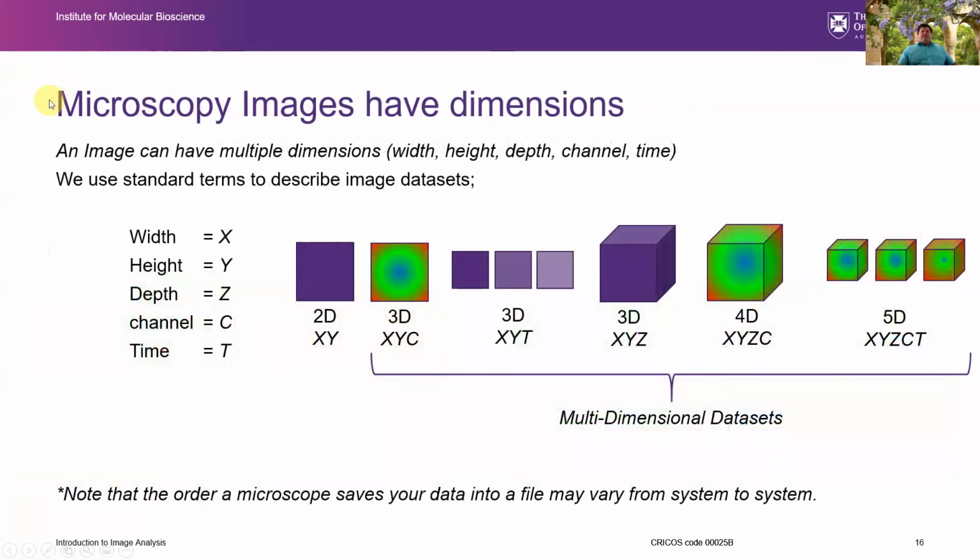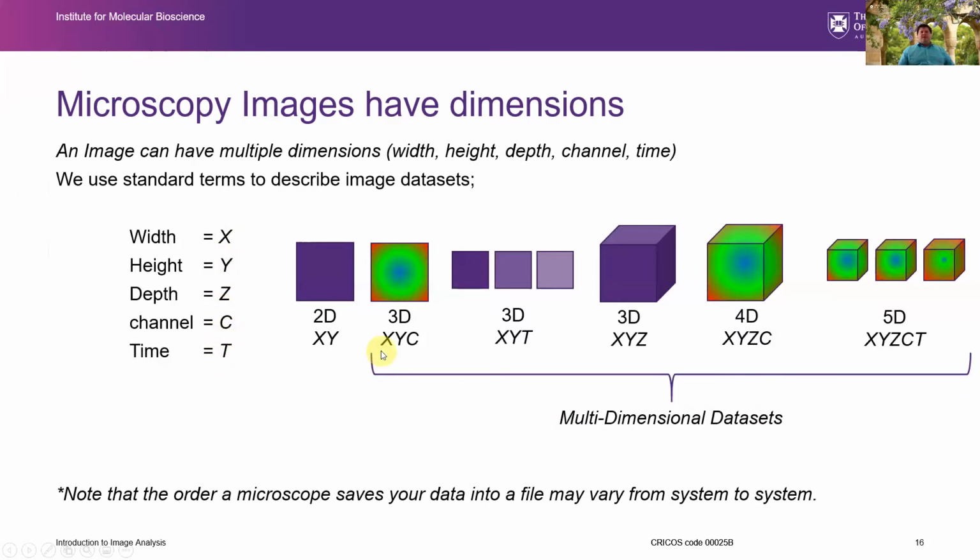When we have our microscope images, it's important to think about how they have dimensions. So we don't just have a 2D Polaroid picture. We're capturing lots of different dimensions that can be the width, the height, the depth. If we're capturing 3D, we can capture multiple channels and we can capture multiple time points. Usually they're designated by this nomenclature: X and Y, Z for depth, C for channel, and T for time.